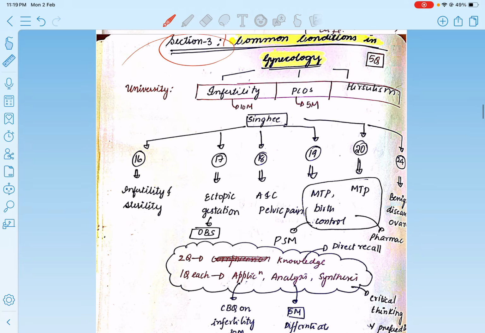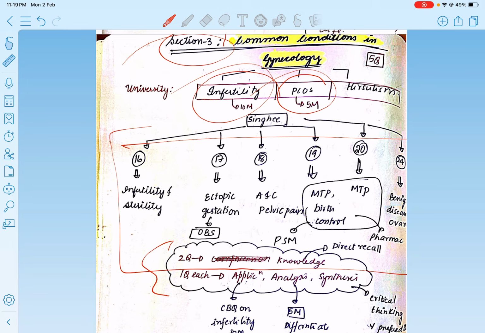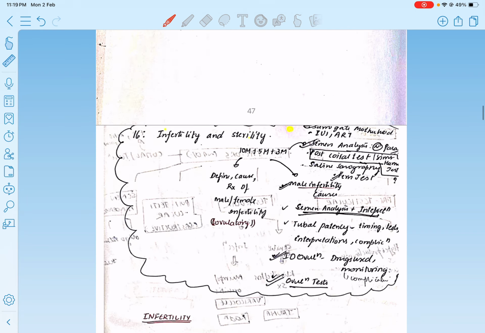Now coming to section 3, which is the next important thing. Here PCOS is a sure 5-marker. One question related to PCOS is sure, and for an infertility-related question, if you are not getting it under 10-marker, under 5-marker you will get 1 question. It is a plus or minus 1 question you will get. Basically these are the chapters in Singhi, and this is what we have done. This is there in one more video. Make sure you go and watch it.